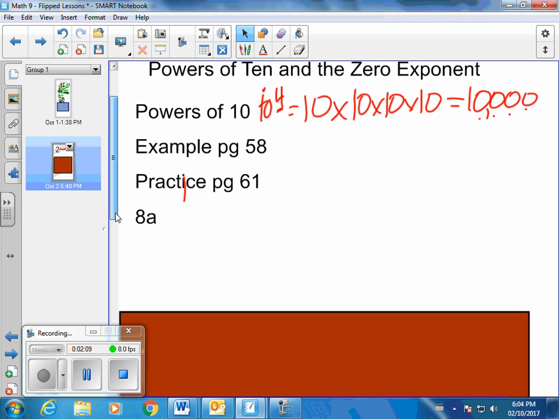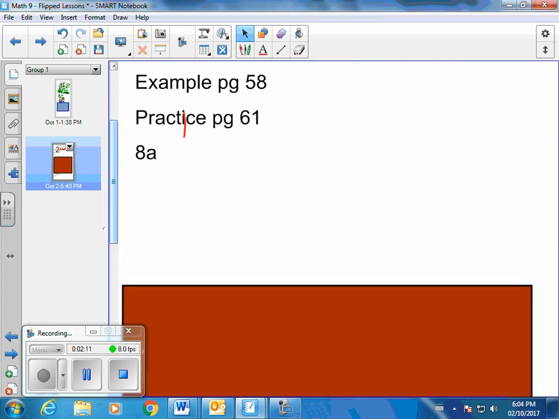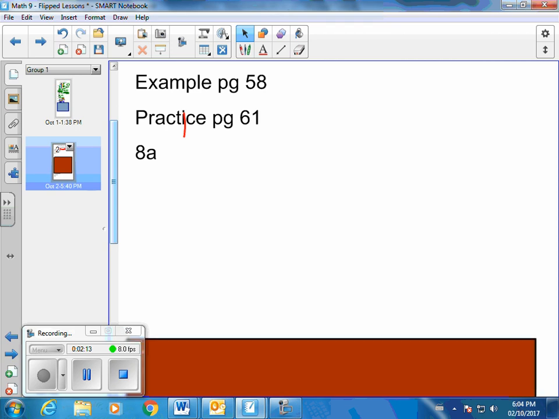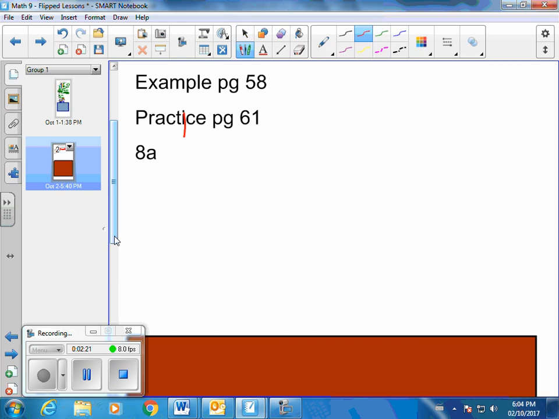Let me scroll my screen down all the way here. So 8a on page 61, just so you get an example of how to do this. So we look at 10 to the power of 7. So first, if it's easiest, we write it as repeated multiplication. 10 times 10 times 10.